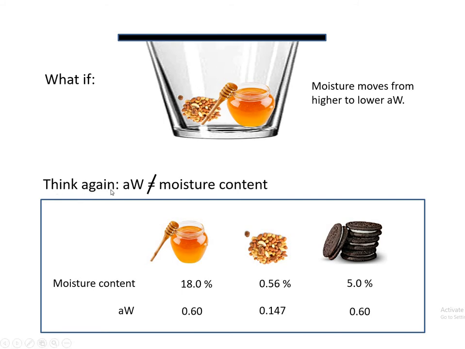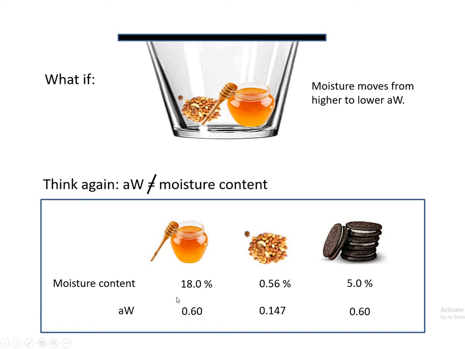Okay, second part here, think again. If you're not experienced, you think AW and moisture content are the same. They are not. So I'll show something to give you some kind of shock. Honey has about 18% moisture, nuts has 0.56%, and cookies like Oreo here have about 5% moisture. But if you compare the AW, yes, AW of honey is definitely higher than nuts, but surprisingly AW of cookie is the same as honey.